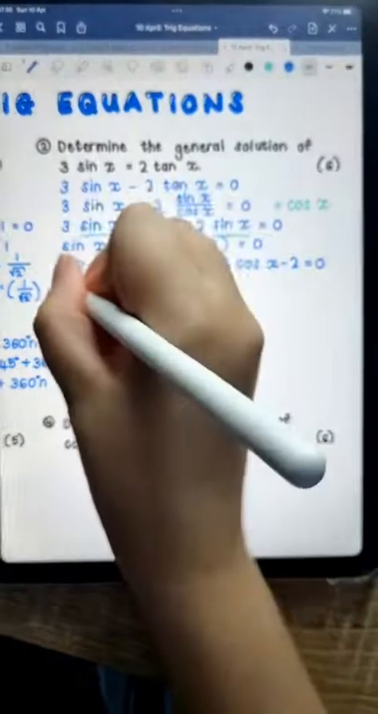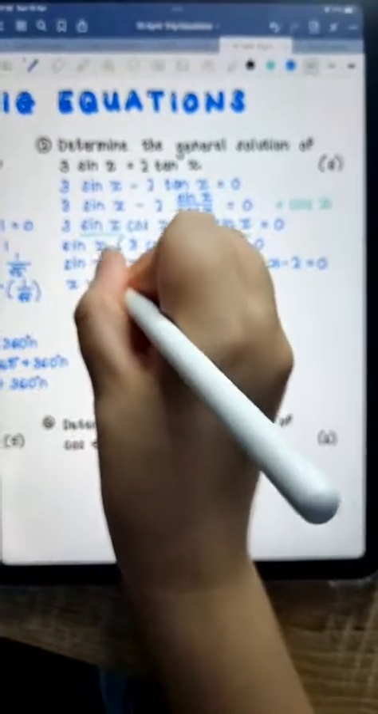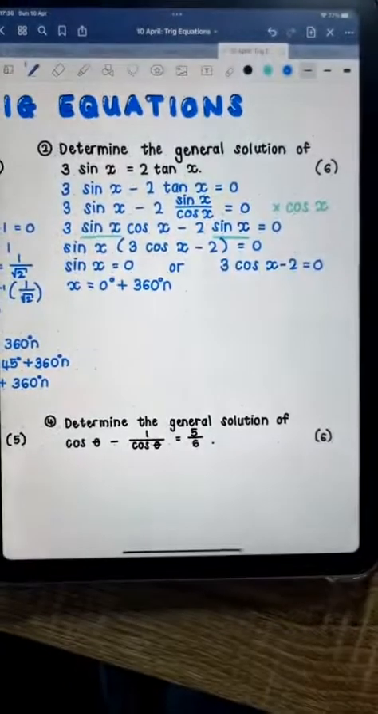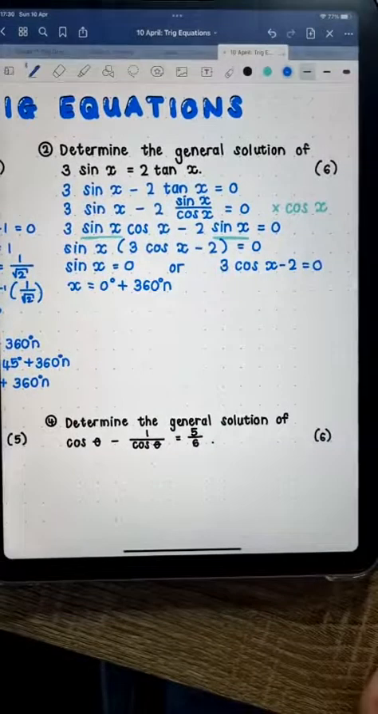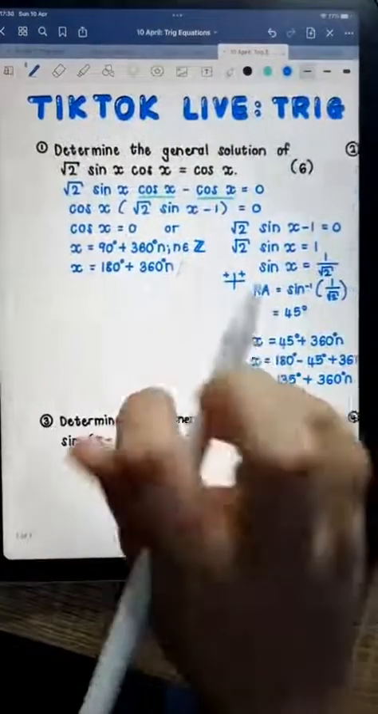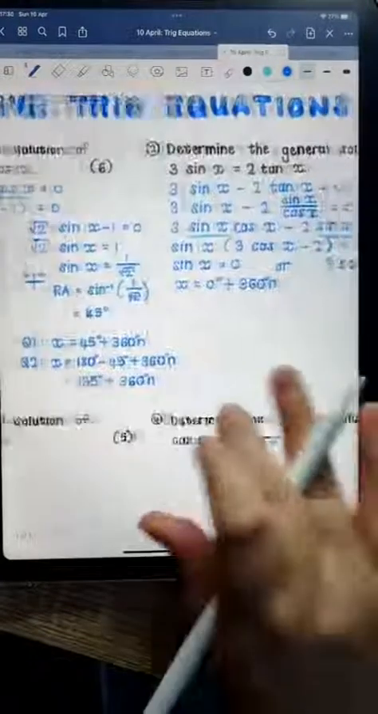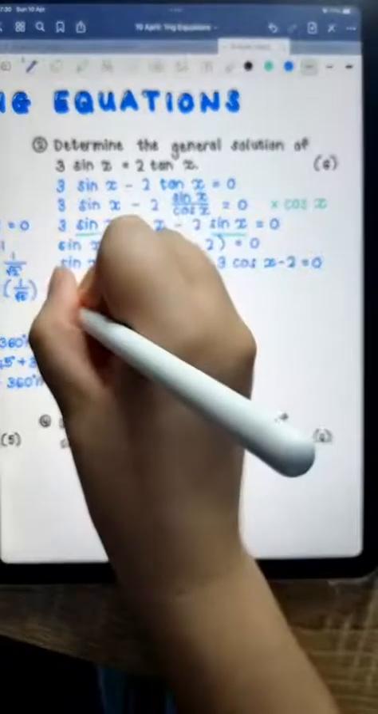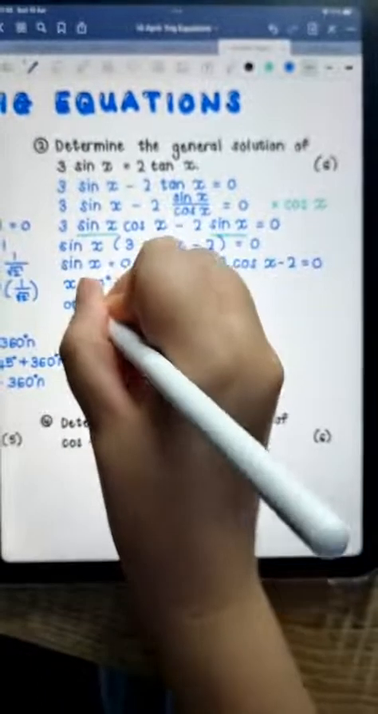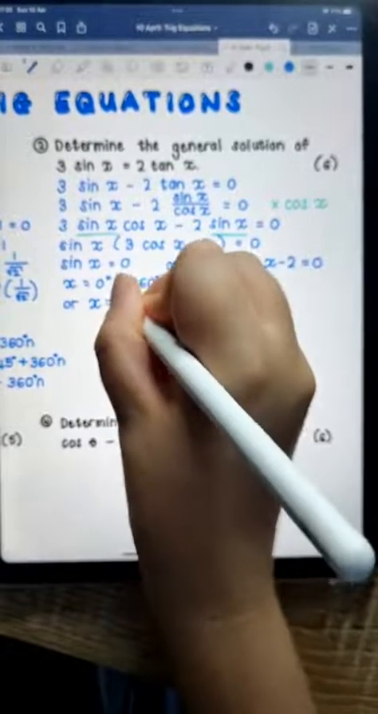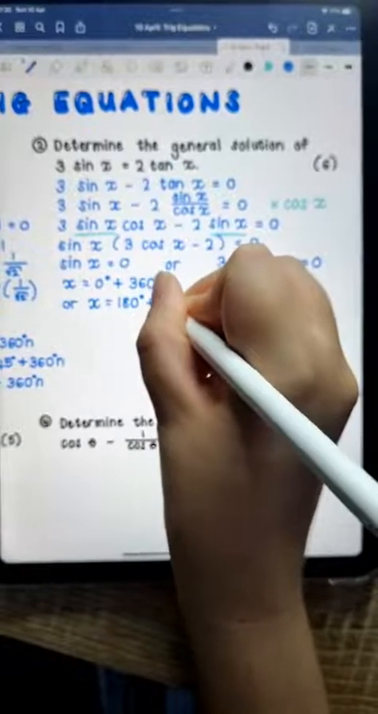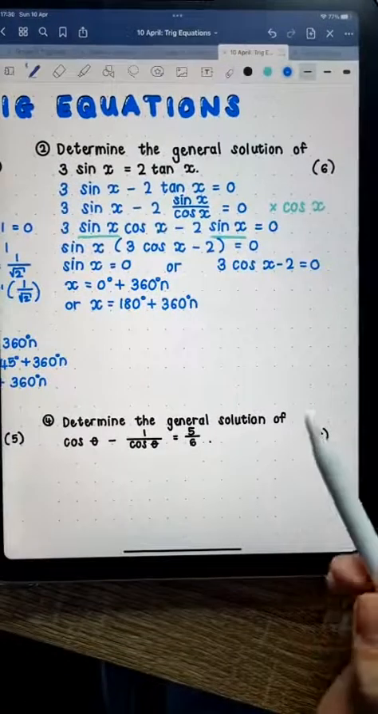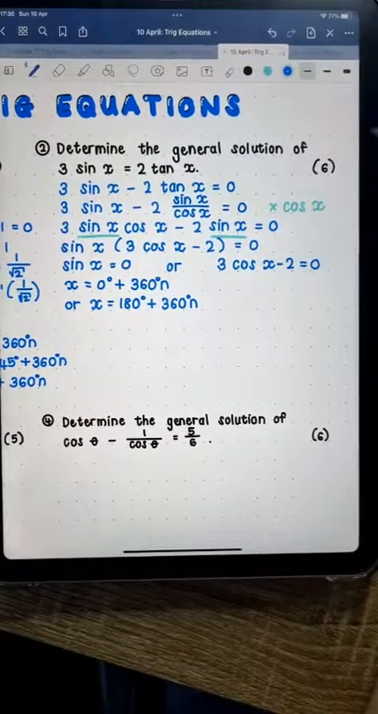So we have x is equal to 0 degrees plus 360n. And if this was the first question that you were doing, you would have to write n is an element of Z. I've already written it over here, so you don't have to write it again. But whenever you're using it for the first time in a test or exam, you do need to use it. So x equals 0 or x equals 180 plus 360n. Those are the two places on the sine graph where it is equal to 0. So there, we're done with that side.